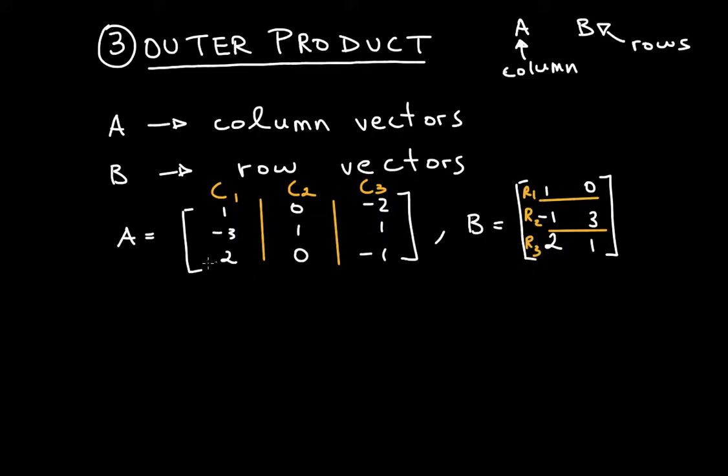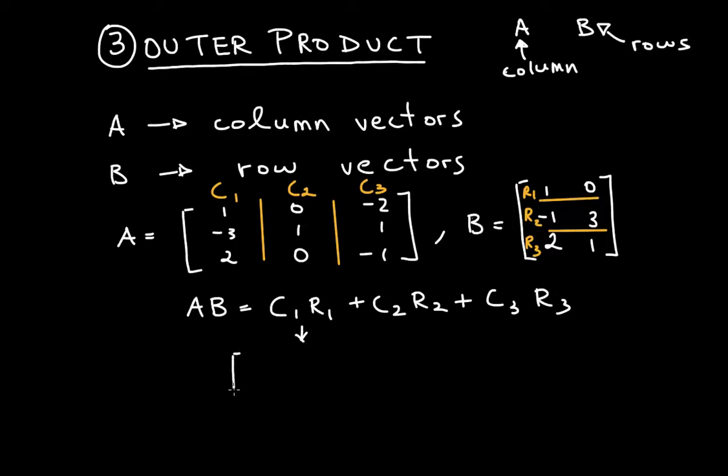For the answer to multiplying matrix A with B, we're taking column one and row one, and then adding it to column two, row two, and then column three and row three. This is very important because this is the formula that will give you the answer. So let's do these parts individually. The first one tells us to take our column one and multiply it with row one.